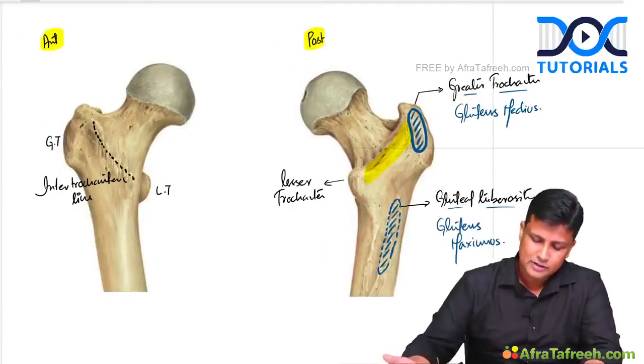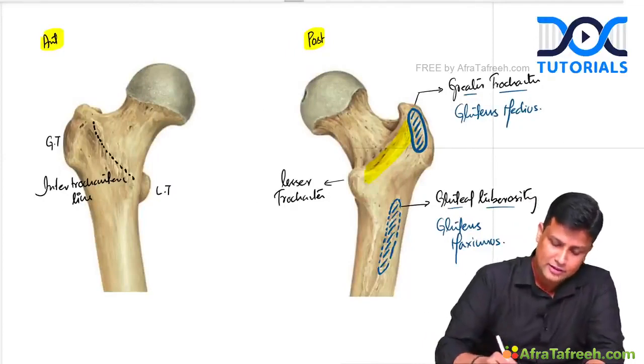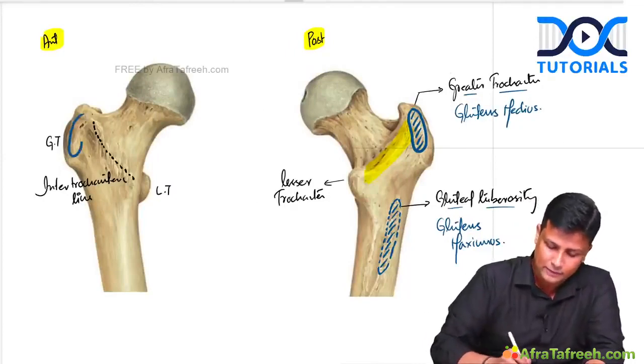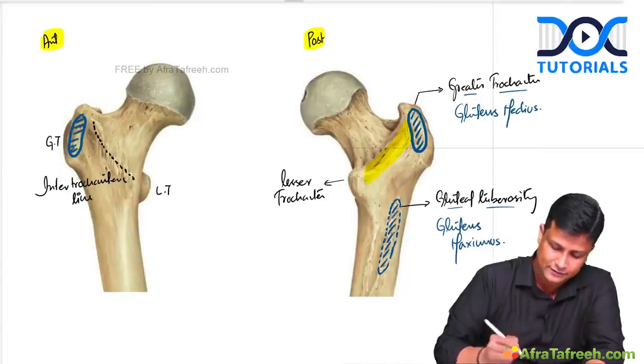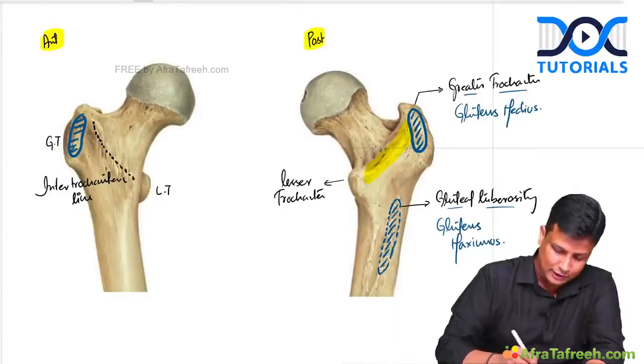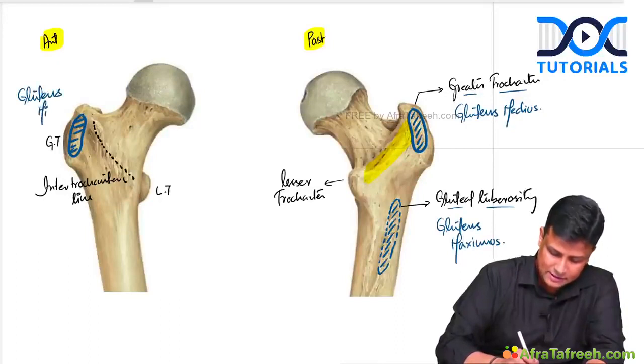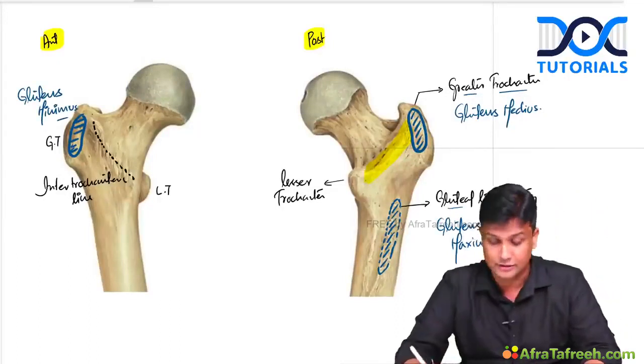Then what about the minimus? Gluteus minimus is also getting inserted onto the greater trochanter only, but it is more on the anterior surface of that. So to be more specific, this will be the gluteus minimus muscle inserting onto the greater trochanter, but on which surface? Anterior surface.